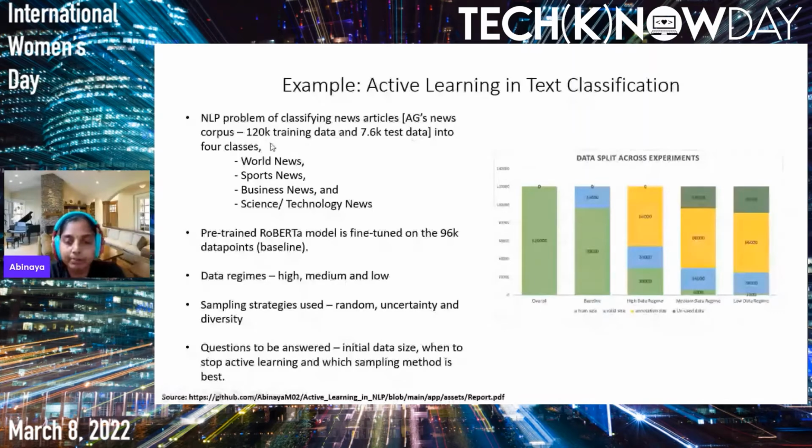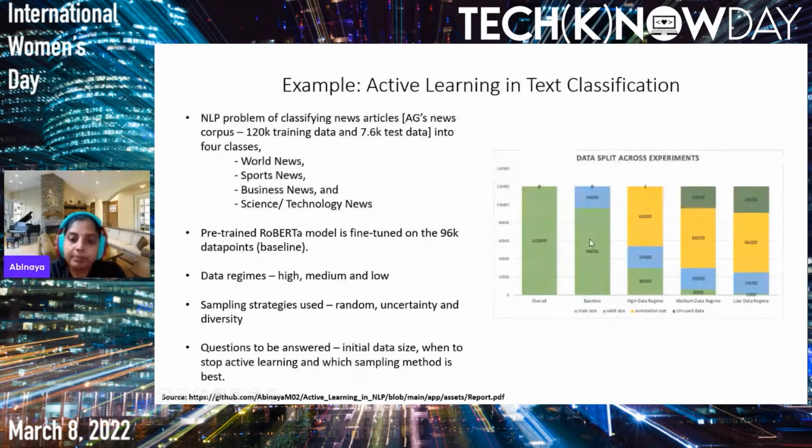For this problem, we have leveraged transfer learning. So we used a pre-trained Roberta model. Roberta is available in Hugging Face, and it is trained on a huge English corpus. So this can be used directly to fine-tune on this downstream task. And this model is fine-tuned on, out of this 120K, 96K as the training data, and the remaining 24K is kept for validation.